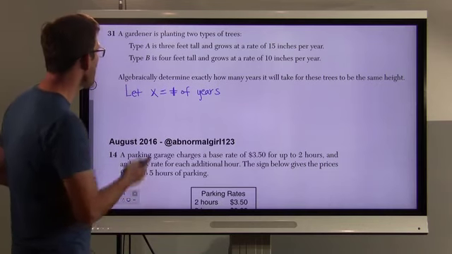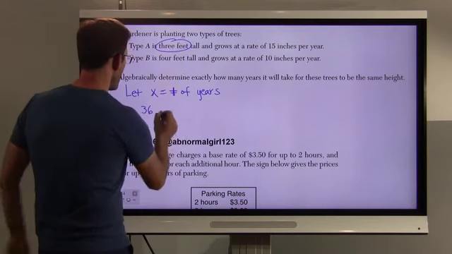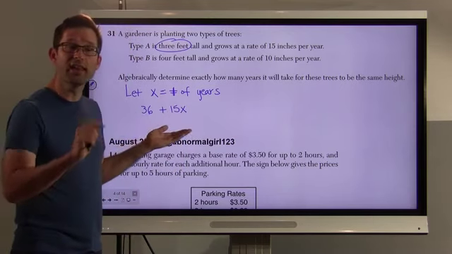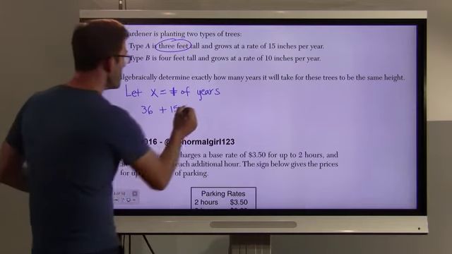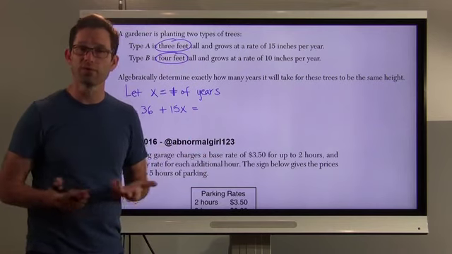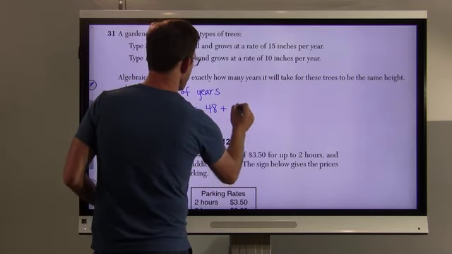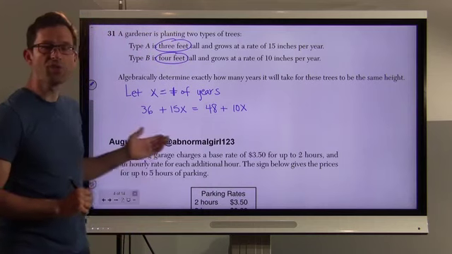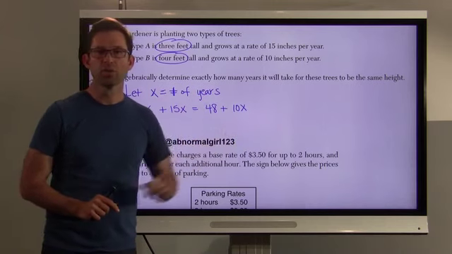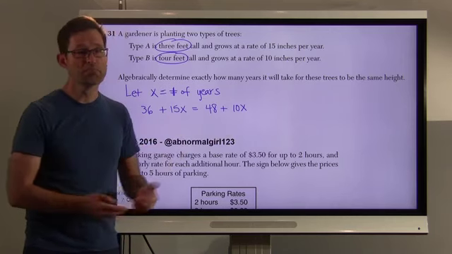For type A then, we would start with those 36 inches, right, 3 feet tall, and it's growing at a rate of 15 inches per year. So that's how tall in inches type A is going to be. Now type B starts at 4 feet tall, okay? All in terms of inches, 4 times 12 is 48. So it starts at 48 inches, right? And it grows at a rate of 10 inches per year. And of course, I set these two equal because ultimately I'm algebraically trying to determine exactly how many years it will take for the trees to be the same height. So I set the height of type A equal to the height of type B, and now I solve.